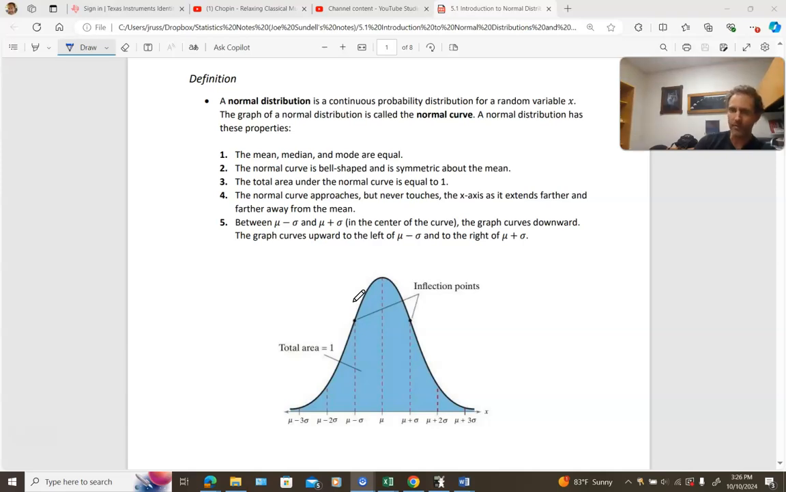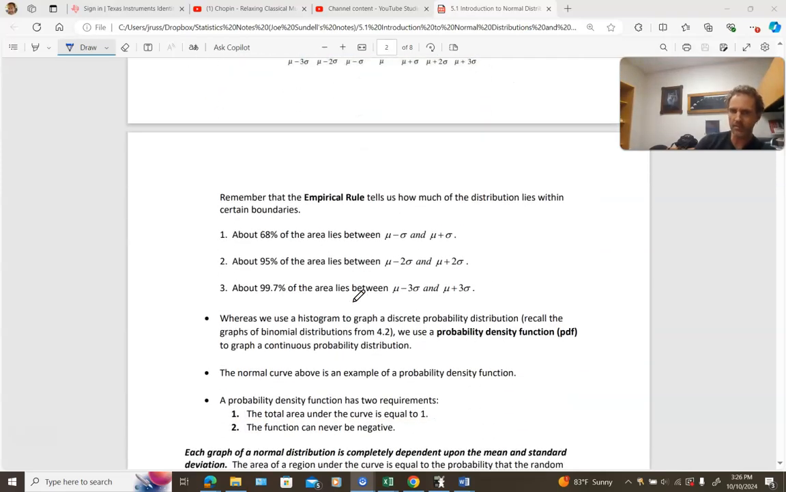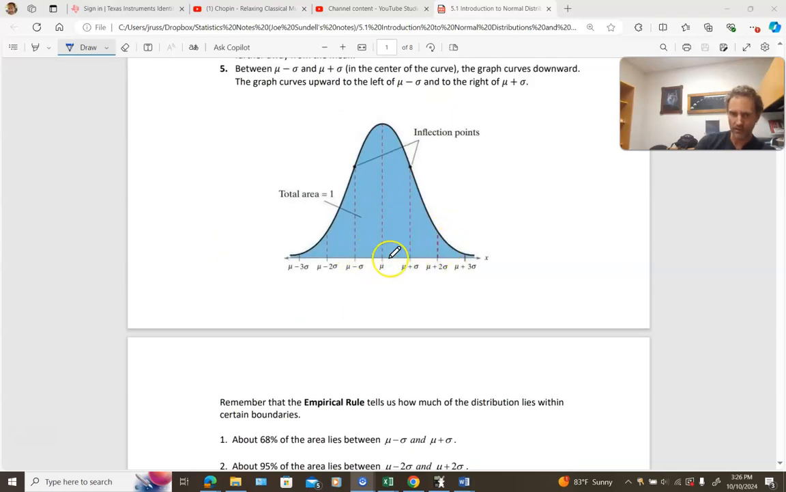All right, well, those are some properties. Like I said, some of these we've talked about before. That 68% of the area is going to lie between one standard deviation below and one standard deviation above the mean, and that's what this means. This is the mean minus sigma, and this is the mean plus sigma. Okay, so graphically that means from this point to this point, you'd have 68% of the area under this curve right here.